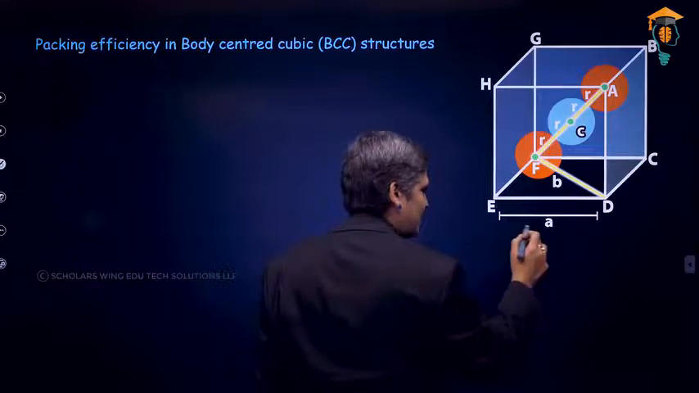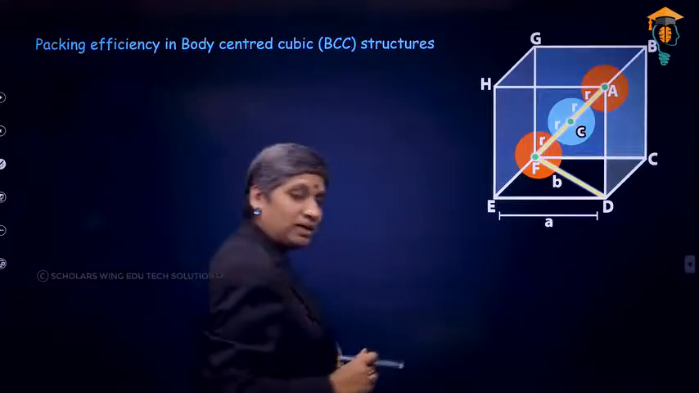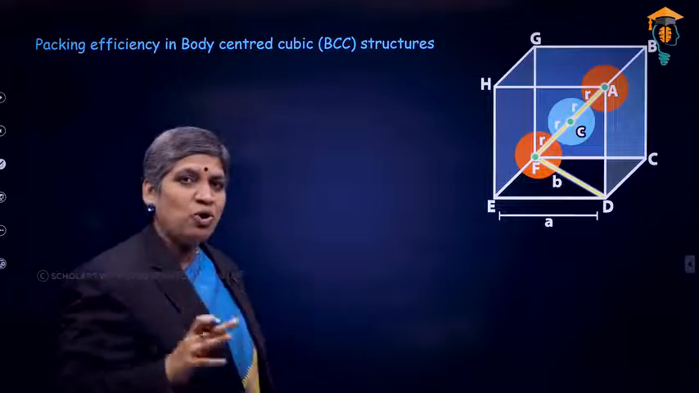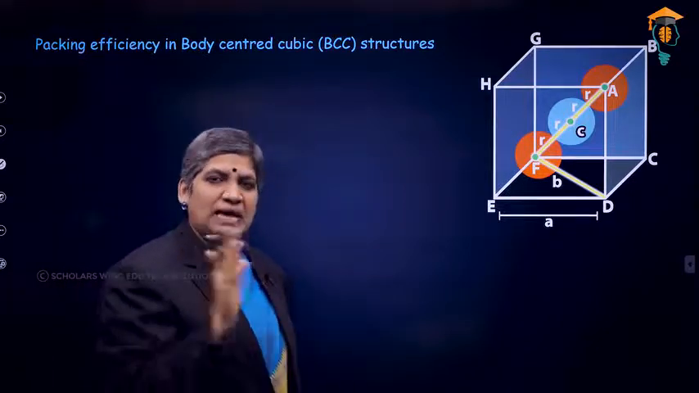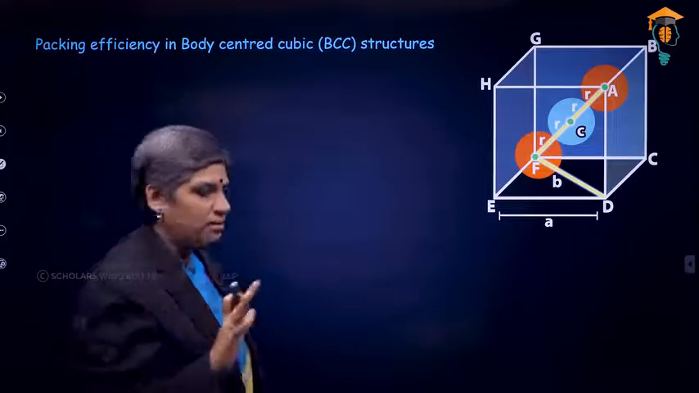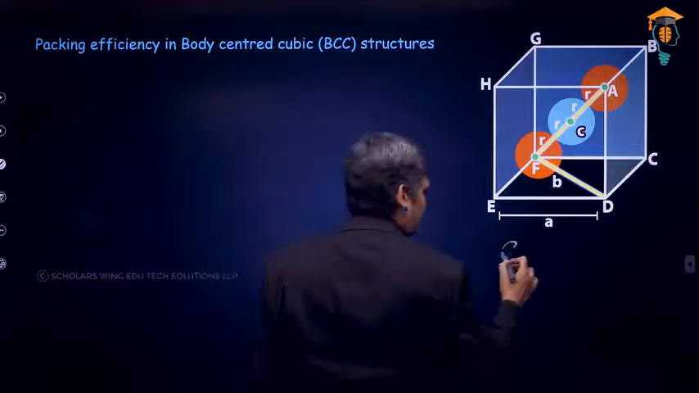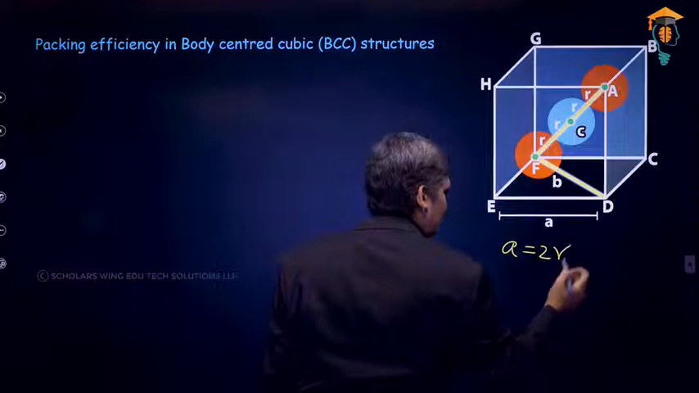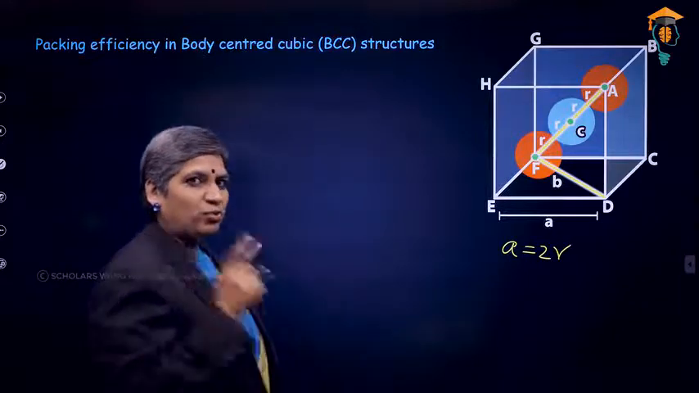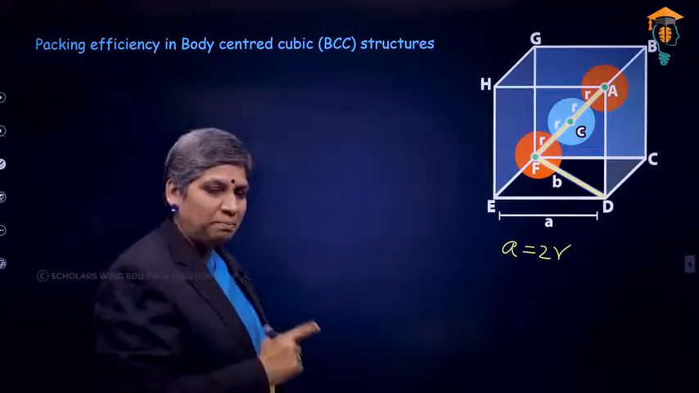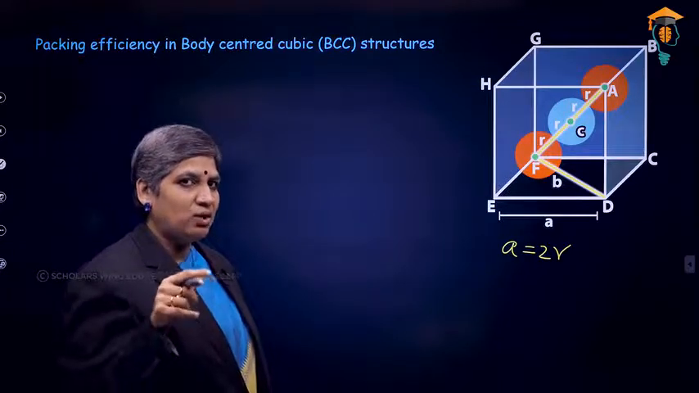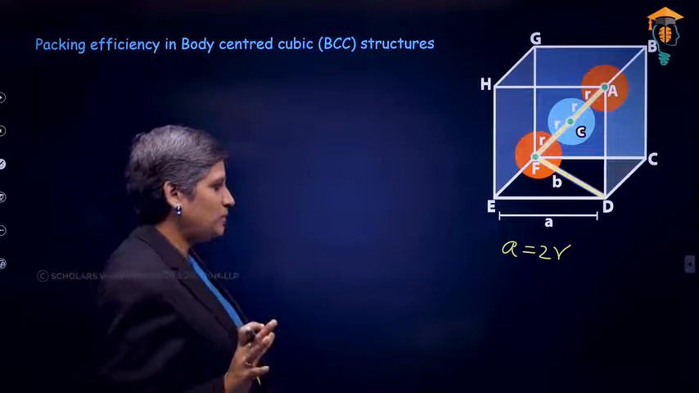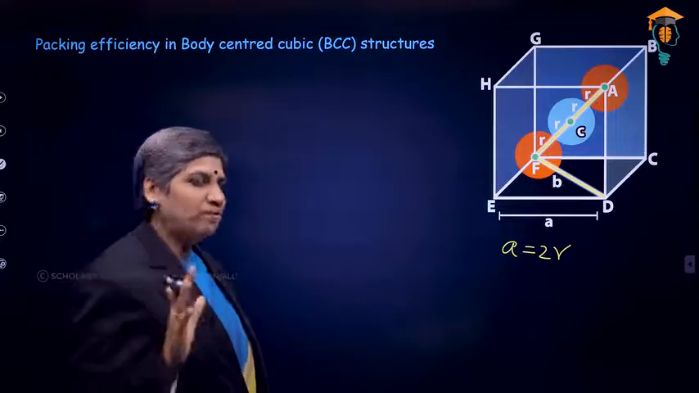The reason is, once again I'm telling you, the spheres along the edge length are not in contact with each other. Therefore, in this particular case, A is not equal to 2R. Let me make that very, very clear. Don't think A is always 2R. It was 2R in the case of simple cubic lattice because the spheres were touching each other along the edge. I'm repeating once again. Don't worry. Be with me.